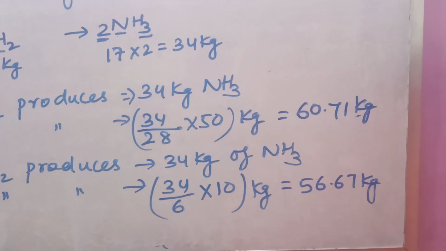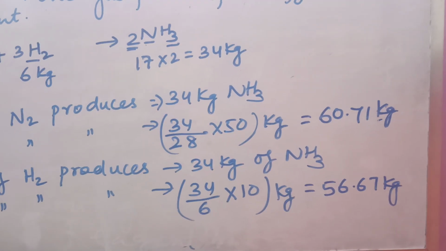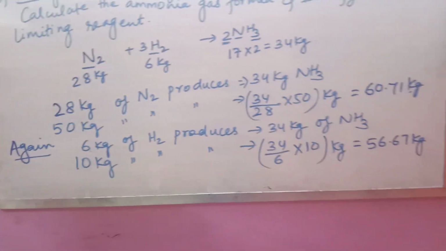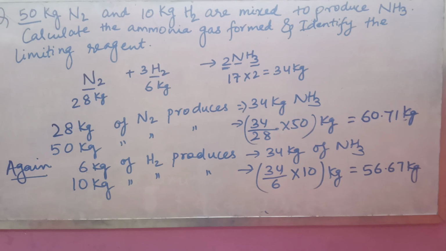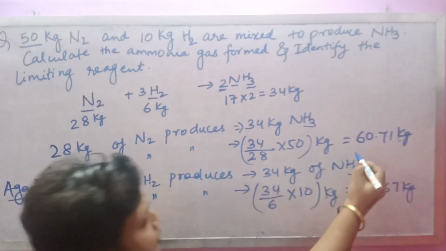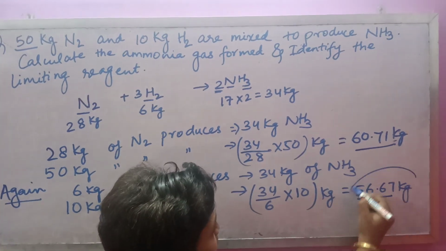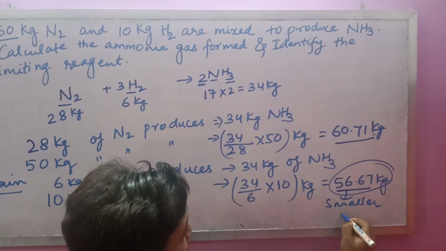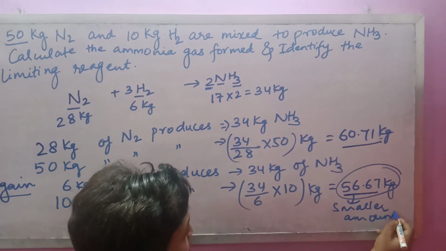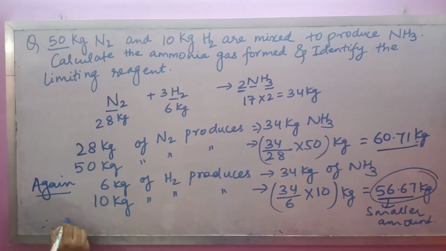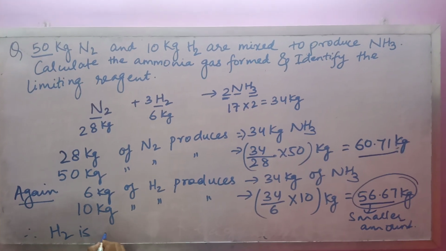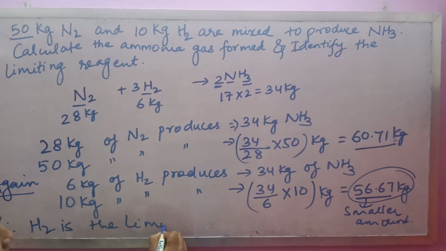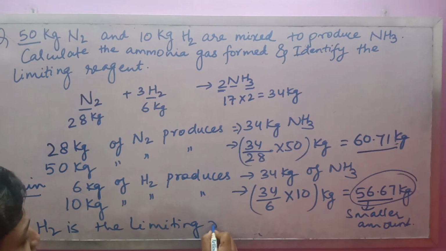56.67 kg. So which is the smaller amount? 56.67 kg of ammonia is produced. So which one is the limiting reagent? Obviously H2, because if you compare these two, this one is the smaller amount. This is a smaller amount of product formed. Therefore H2 is the limiting reagent.